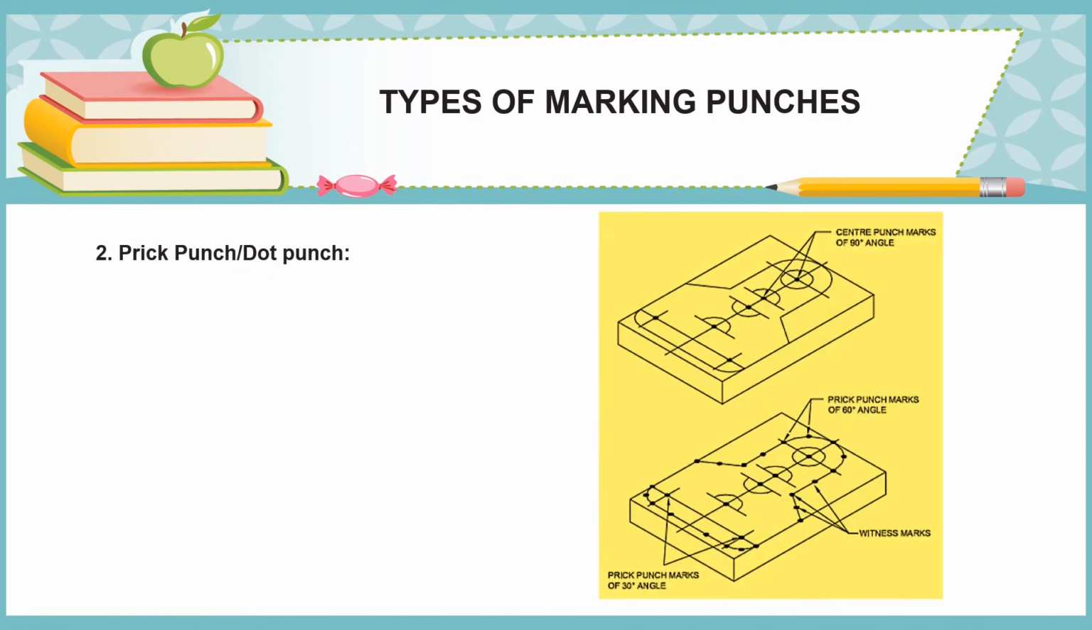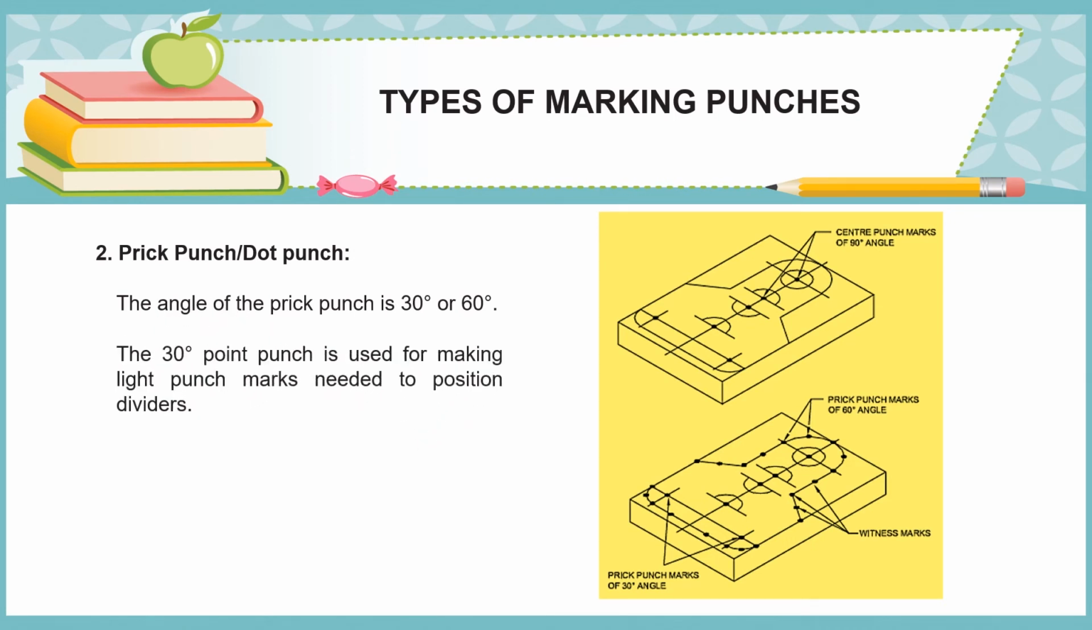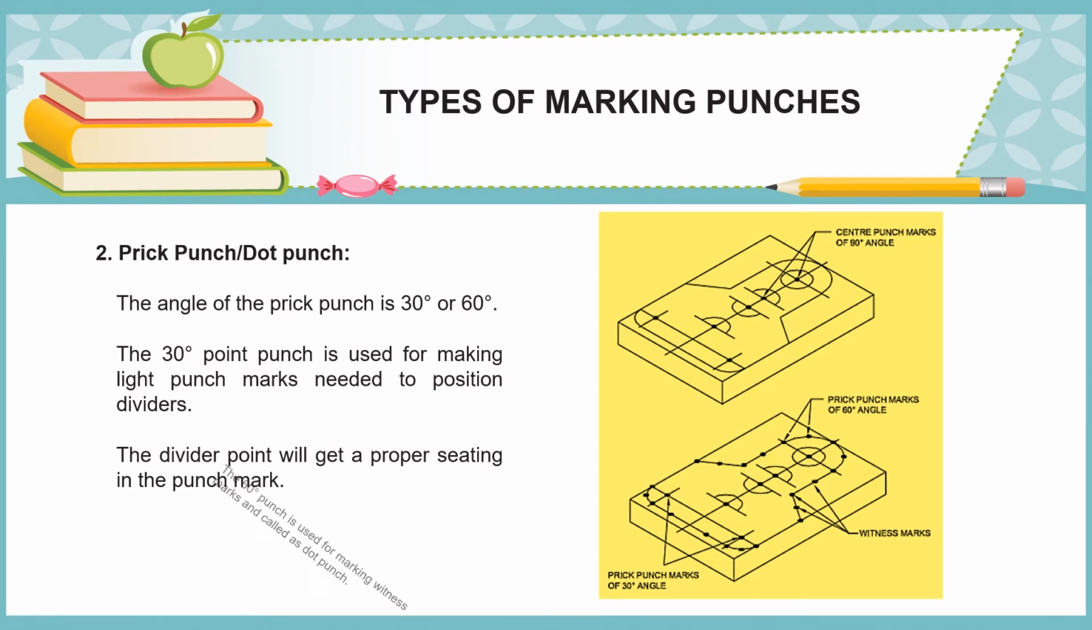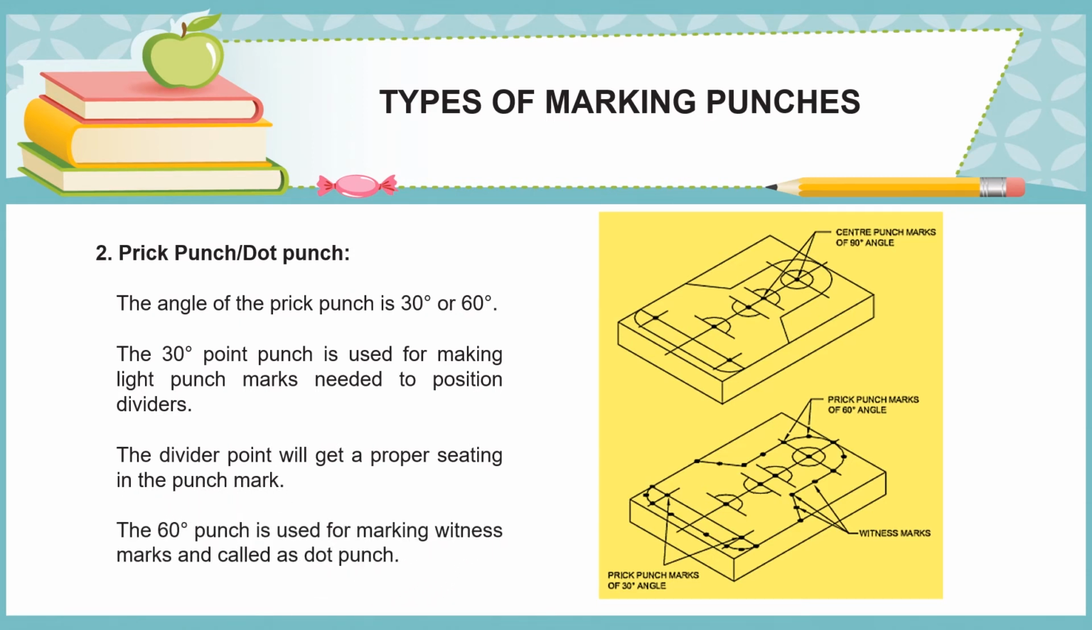Prick punch or dot punch. The angle of the prick punch is 30 degrees or 60 degrees. The 30-degree point punch is used for making light punch marks needed to position dividers. The divider point will get a proper seating in the punch mark. The 60-degree punch is used for making witness marks and called as dot punch.